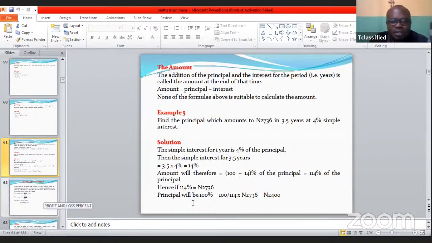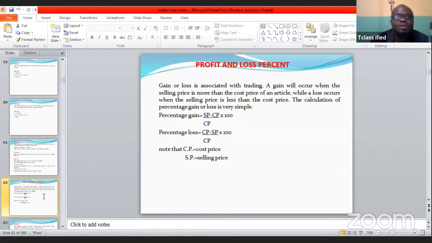occurs. They don't normally. So let's move forward to profit and loss percent. Profit and loss percent. Very important. Profit and loss percent. Gain or loss is associated with trading. So if you're buying and selling, you're doing commerce. Sometimes you make loss, sometimes you make profit.